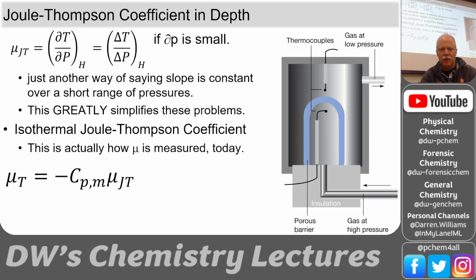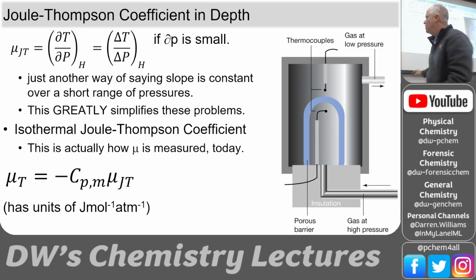So we'll do one of these little calculations here. And it has units of joules per mole per atmosphere. So we change the atmosphere, how many joules per mole come into or go out of the system. So it's the change in energy of the system with respect to a change in pressure. And this is a way to kind of show it. We have a high pressure gas coming in. It goes through this frit, this porous barrier, and then we see a temperature drop.